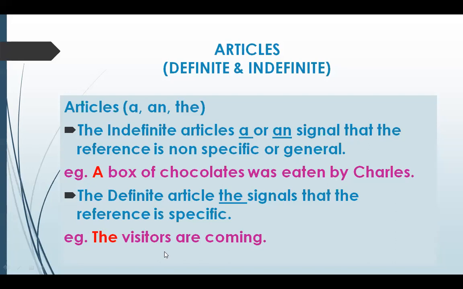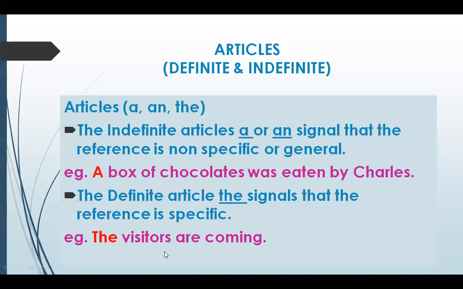So let's first start with the indefinite articles, that is, a and an. You already know that a or an suggest one. They are used before countable nouns in the singular number. I'm repeating it again: the article a or an suggests one number. They are used before countable nouns in singular form.